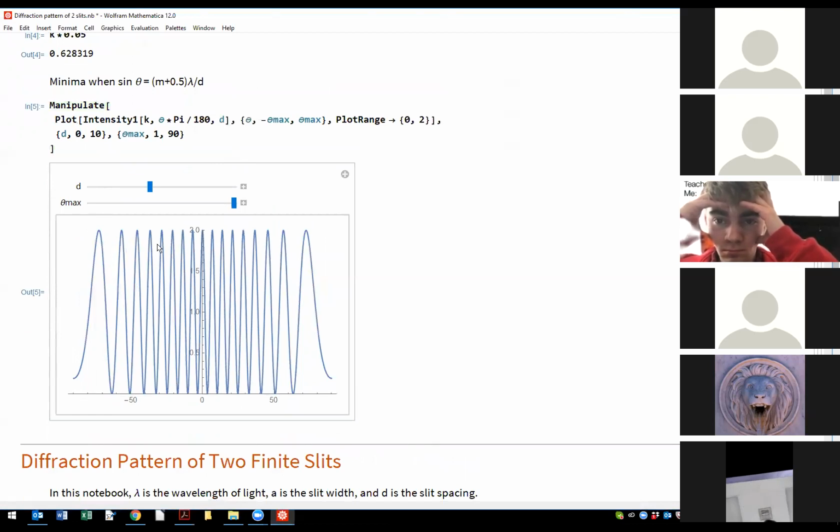Can anybody tell me what's one thing that's unrealistic about some of this right now? All the intensities as angle increases are the same. I'm sorry, I couldn't hear you. The intensity doesn't decrease as angle increases. Yeah, so let's work that out.